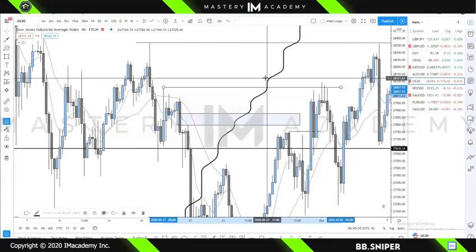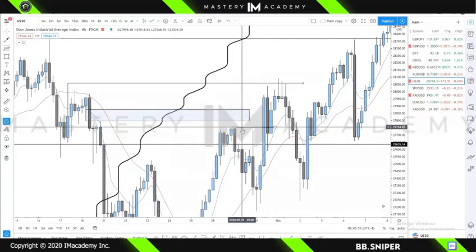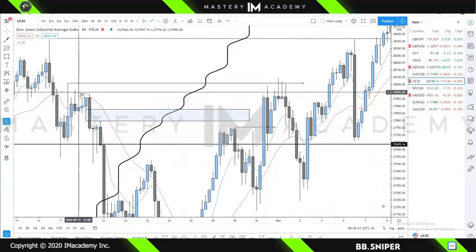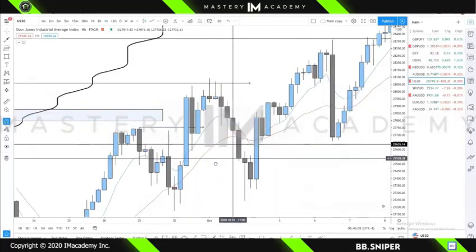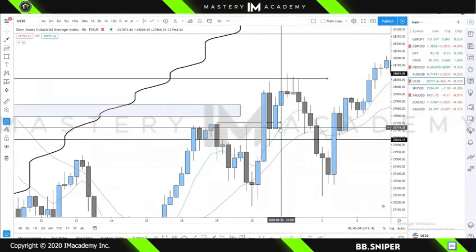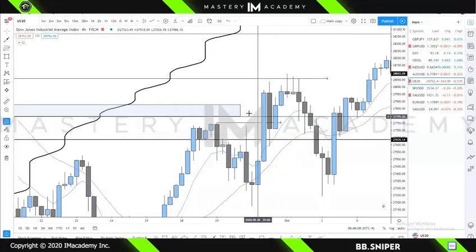So now that enough external liquidity has been captured in the form of this high, this imbalance, and this high, all liquidity that is outside of this prior 4-hour range, now what it must seek for is what? Internal liquidity.